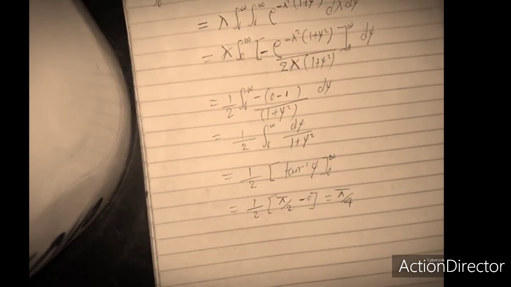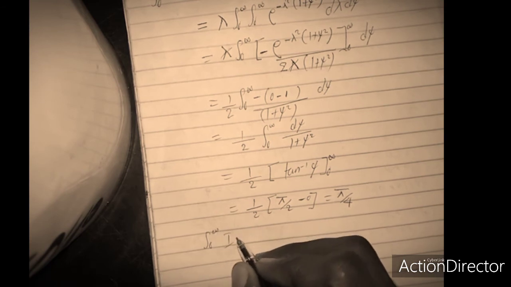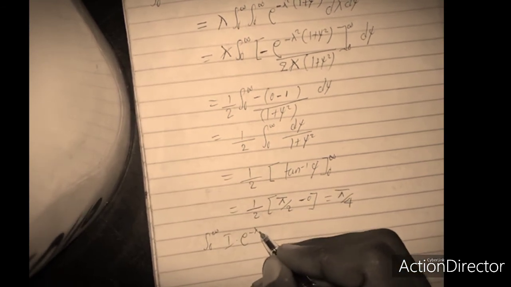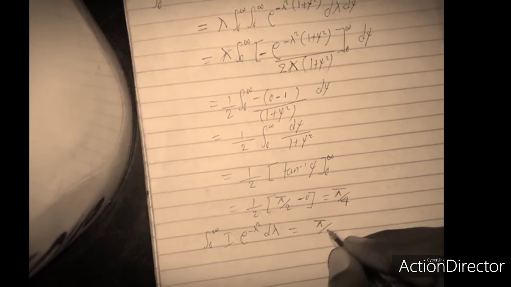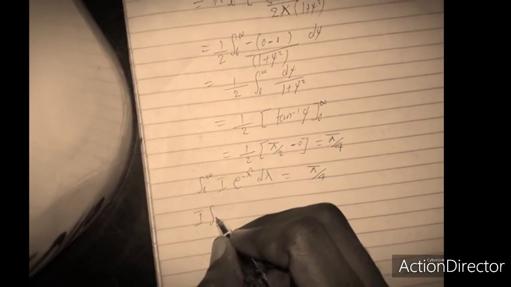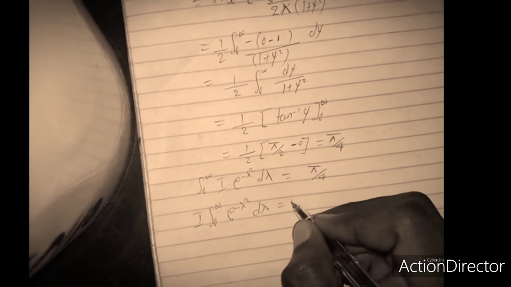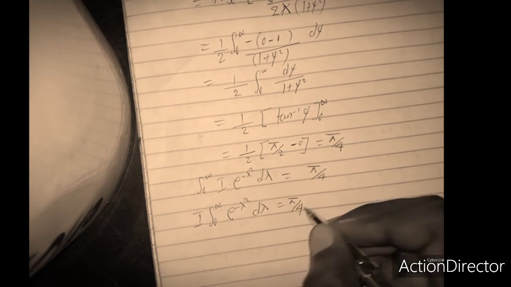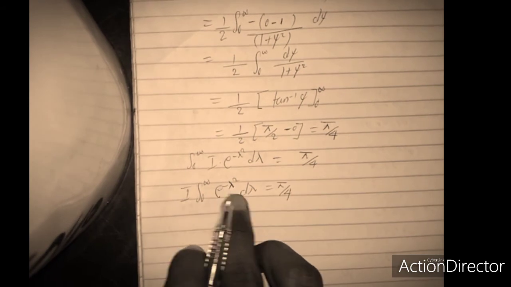So now let us come back to the left hand side that we left earlier. Here I will have I times integral 0 to infinity e minus lambda squared d lambda, which now equals pi by 4. Now let us bring out this I. Don't forget that we let I be something earlier. Because lambda is a dummy variable, let us change our lambda to phi.